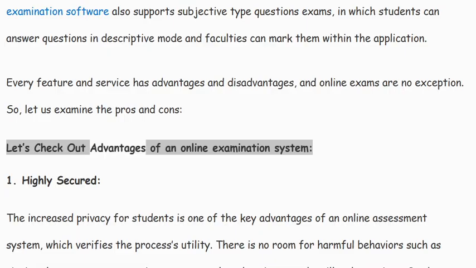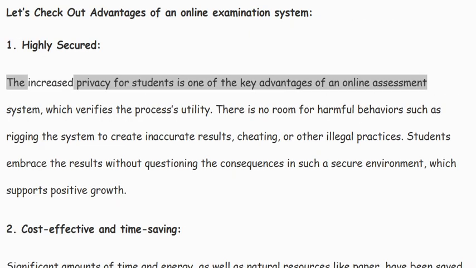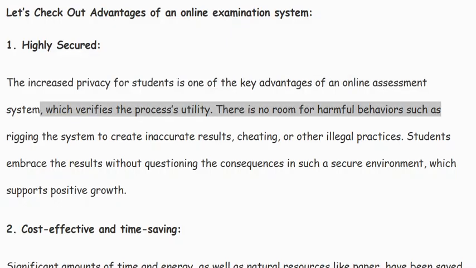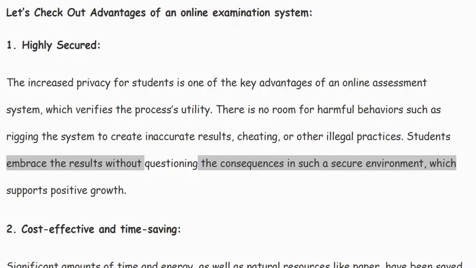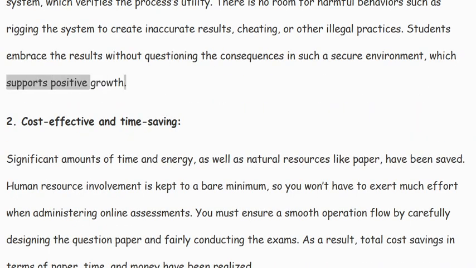Let's check out advantages of an online examination system. 1. Highly secured. The increased privacy for students is one of the key advantages of an online assessment system, which verifies the process's utility. There is no room for harmful behaviors such as rigging the system to create inaccurate results, cheating, or other illegal practices. Students embrace the results without questioning the consequences in such a secure environment, which supports positive growth.